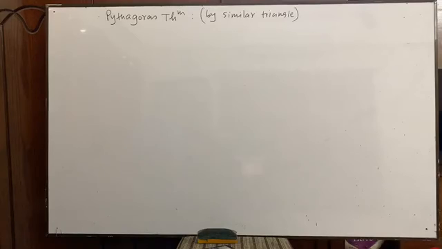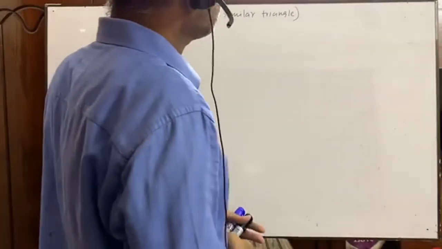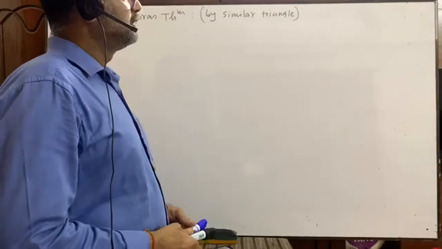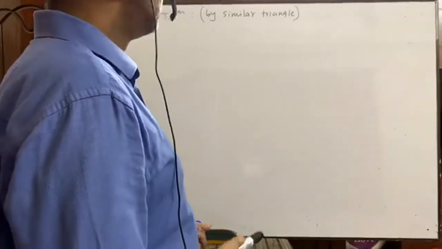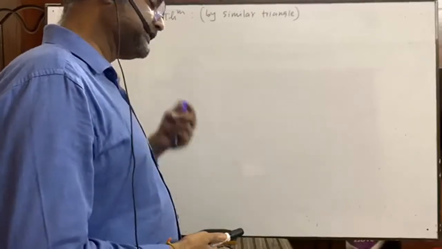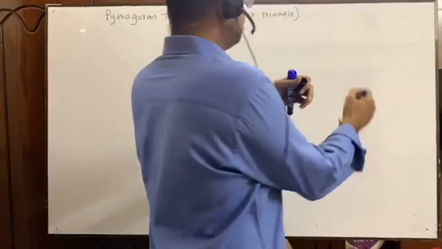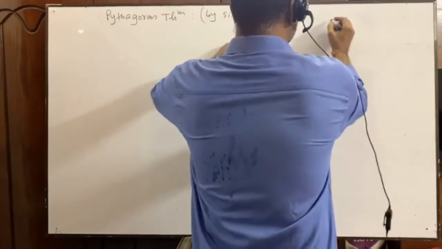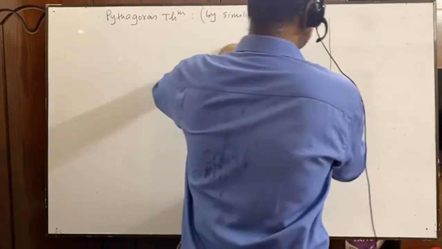Okay, my dear students, I think all of you have written from the book. Now I am going to prove the Pythagoras theorem. Please pay attention. It is given in class 9-10 math books and also in the higher math books. At first, what will we do? We'll draw a triangle like this.